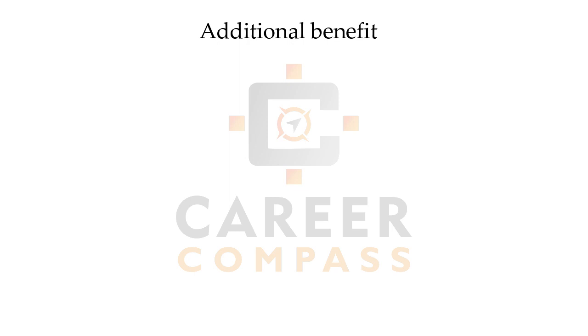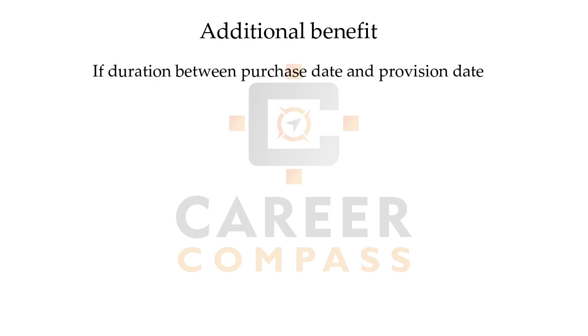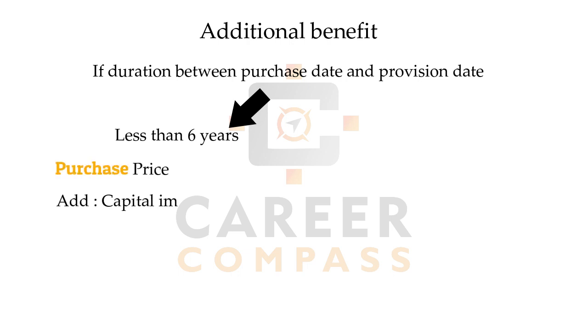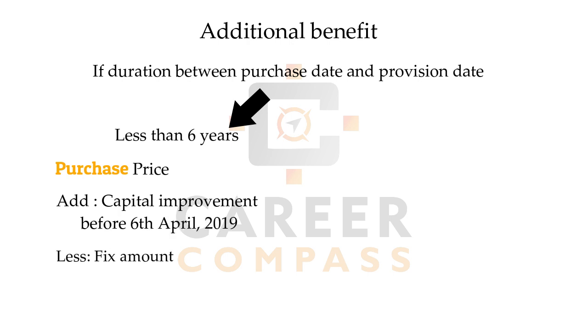Now students, suppose the cost of accommodation is higher than 75,000 pound, so we have to calculate the additional benefit amount in that case. We firstly have to compare the purchase date and the provision date of the accommodation. If the difference between those dates is less than 6 years, then we first add the purchase price and the capital improvement amount. Then we deduct the fixed amount, 75,000, from the total, and then we will get the final amount.